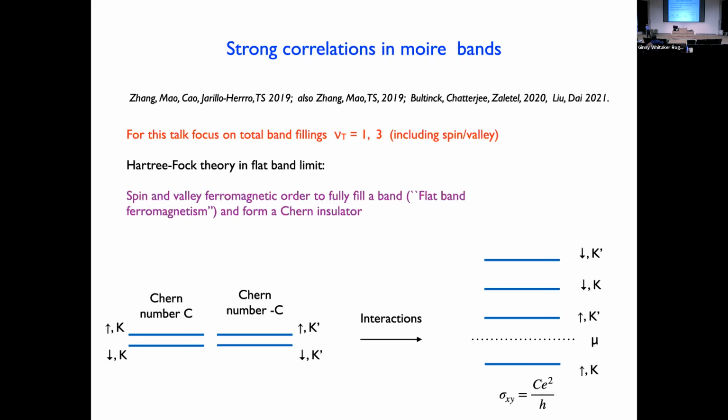So you start off with 1 band per spin in each of the 2 valleys. This band for valley K has Chern number C. For valley K prime, you have Chern number minus C. And you turn on interactions within Hartree-Fock. If your filling is 1, you just fill 1 band out of these 4. And since you're just filling 1 band, you'll naturally get an anomalous Hall effect with Chern number C. Okay? So that's the Hartree-Fock story.